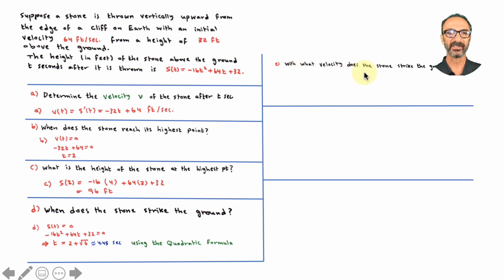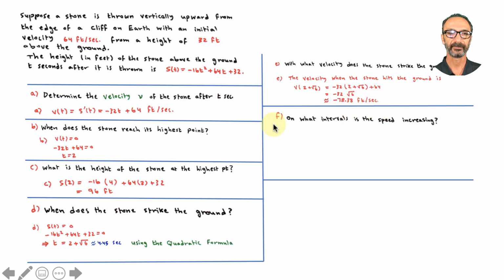Part E. With what velocity does the stone strike the ground? Okay, we know the time that it's gonna hit the ground. We just plug it into the velocity, and the velocity is right here. You just plug in this 2 plus square root of 6, or plug in this for approximation 4.45 in v of t, which is this right here, or this right here, and we get negative 78.38 approximate feet per second.